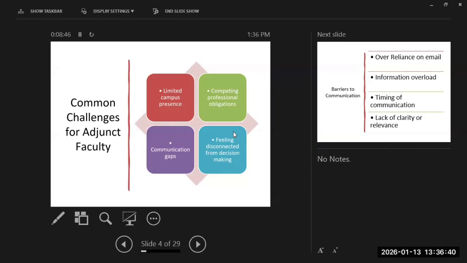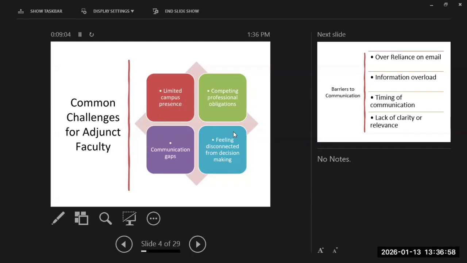Sometimes that gap in communication comes more from the institutional type information that we don't have as much a handle on. So we have to make sure that we're filling that gap with making sure they get all the communication that is needed.